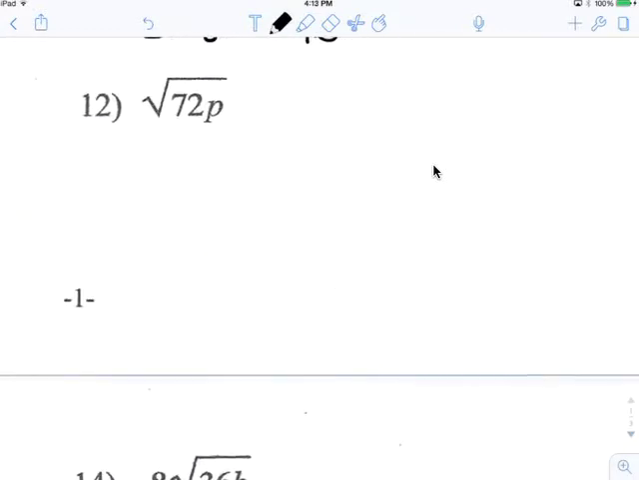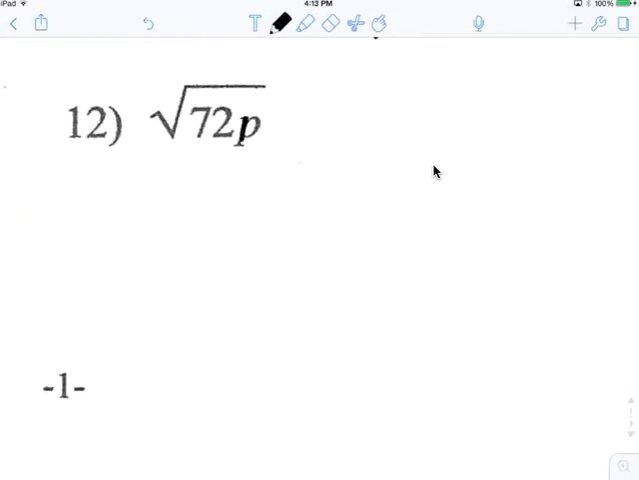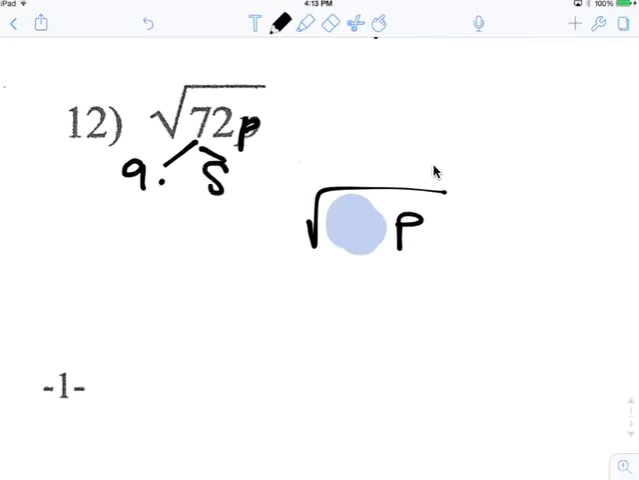Same thing with number 12. P, nothing for P, so we have radical P. Let's leave room for the number. Okay, that's 9 times 8. That's 3 and 3. 8 is 2 times 4, which is 2 and 2.